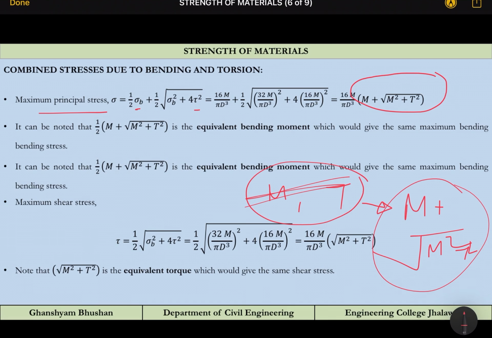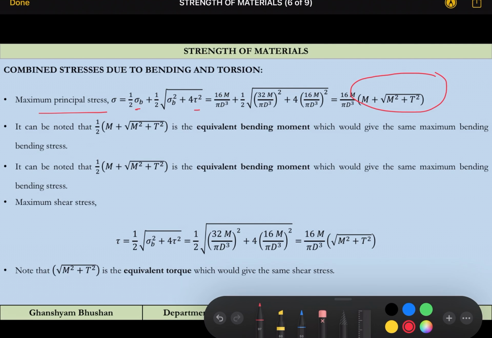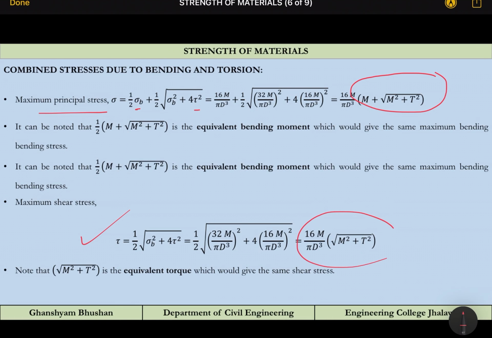This is very simple. Similarly, for the maximum shear stress, how can we calculate? It comes out to be 16 by pi d cube into root of M square plus T square. This will become the equivalent torsional moment or equivalent torque.